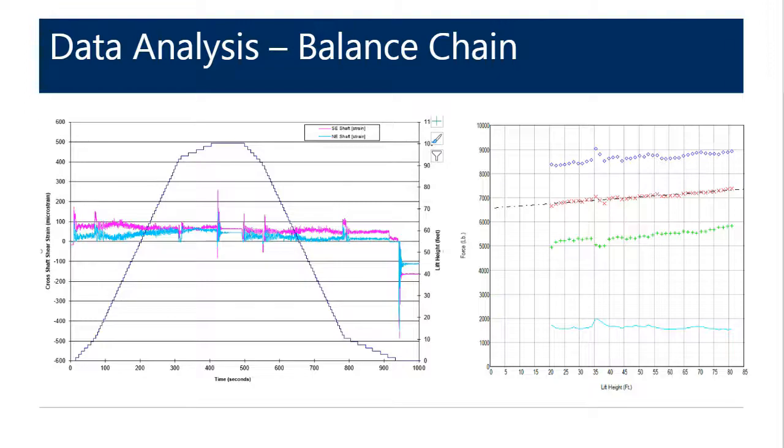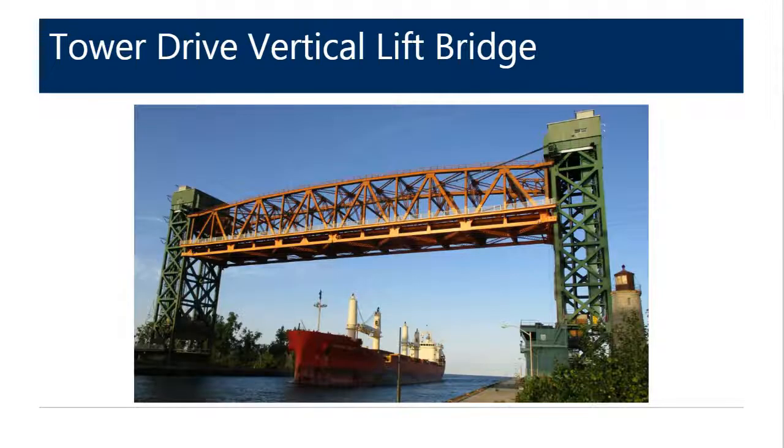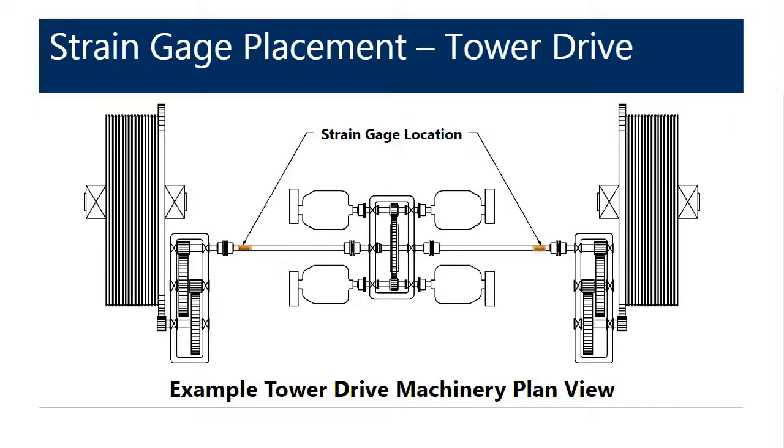Now, another form of compensation is an auxiliary counterweight system. This bridge is a tower drive vertical lift bridge with an auxiliary counterweight system. This schematic depicts the typical tower drive vertical lift bridge machinery. I highlight this to show where the strain gauges are placed in the span drive machinery and that we are recording this for each corner of the lift span.